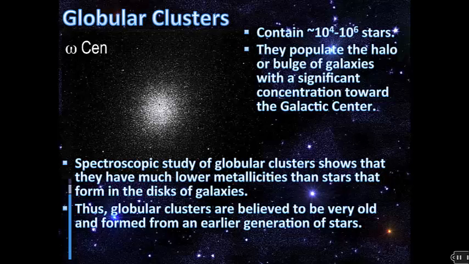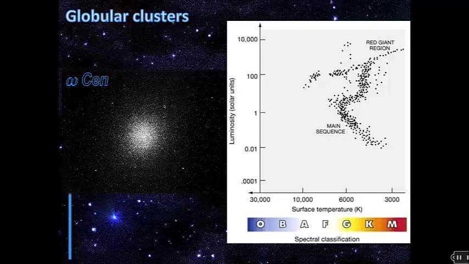And that makes sense in terms of where we see them. They're found where there isn't much star formation going on, either in halos or in the center of the galaxy. And so they're expected to be very old, because they contain stars that don't have high metallicity.